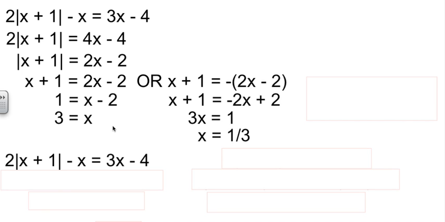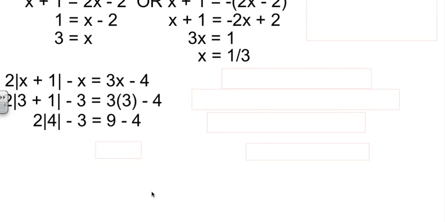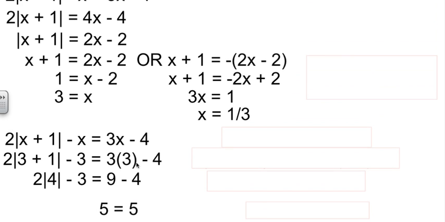And I like to go back to the beginning of the problem because it makes life a little simpler for us. So we're going to plug in our 3 and do a little simplifying on this side. 4 there, and 3 times 3 is 9. So we get 5 is equal to 5, which is true. So that answer is good.